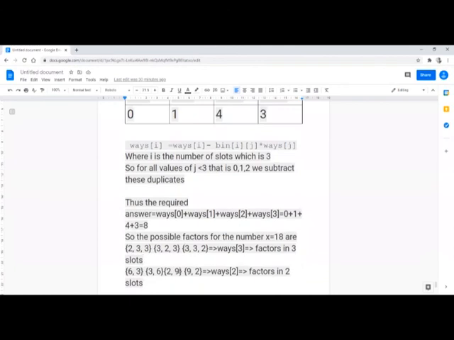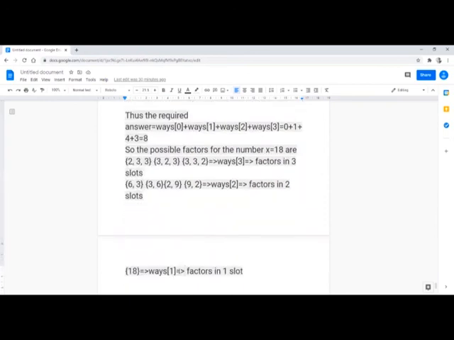So the possible factors of the number x is equal to 18 are 2 comma 3 comma 3, 3 comma 2 comma 3, 3 comma 3 comma 2. So that ways of 3 is factors in 3 slots. So there are four ways to do that: 6 comma 3, 3 comma 6, 2 comma 9, 9 comma 2, which is ways of 2, where factors are in 2 slots, and 18 is ways of 1, where the factors are in 1 slot.